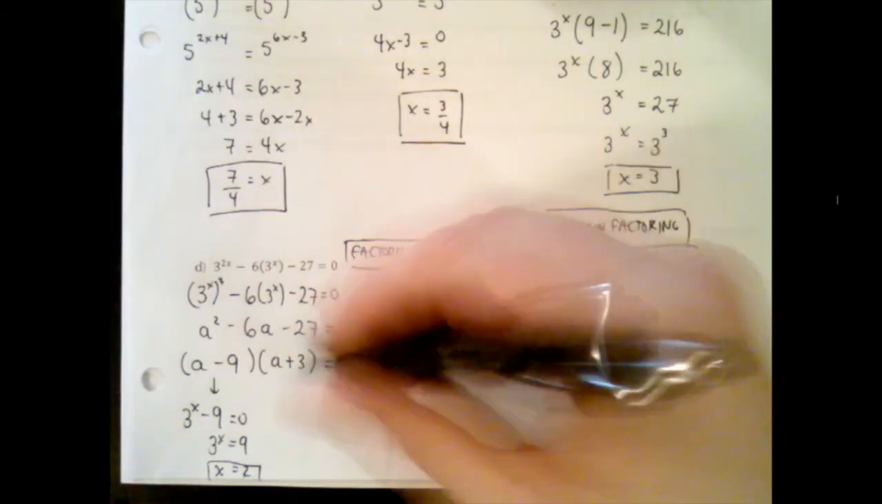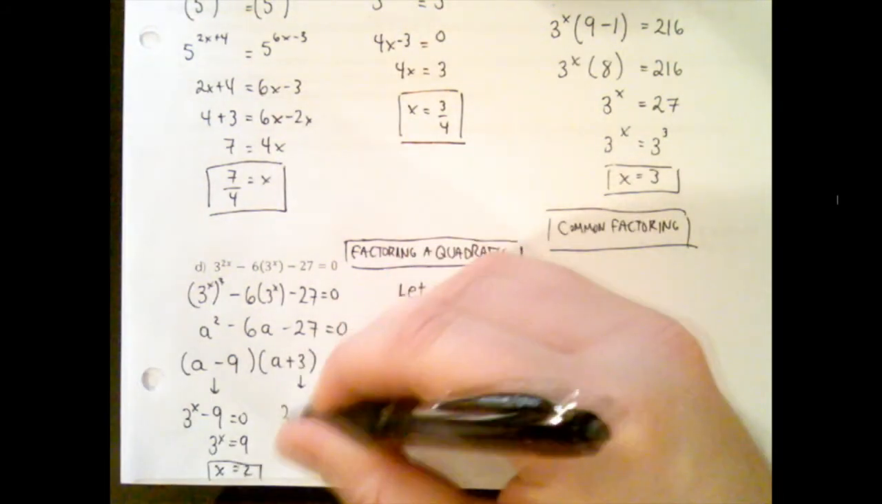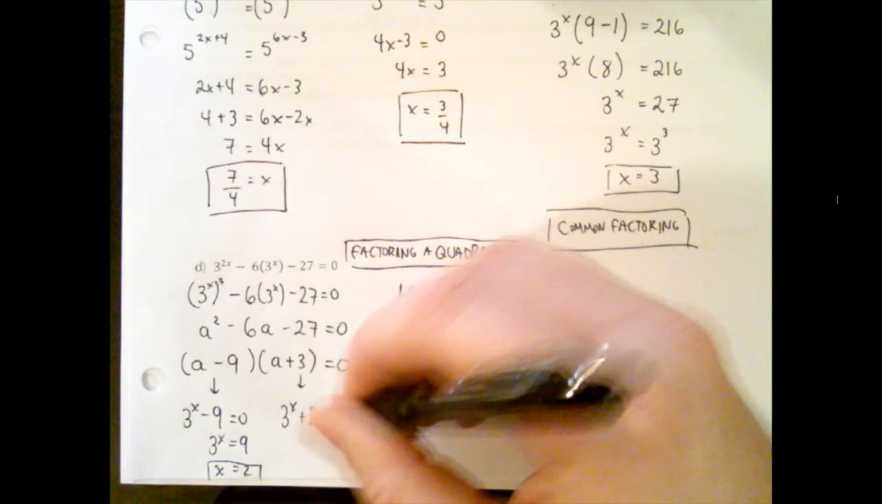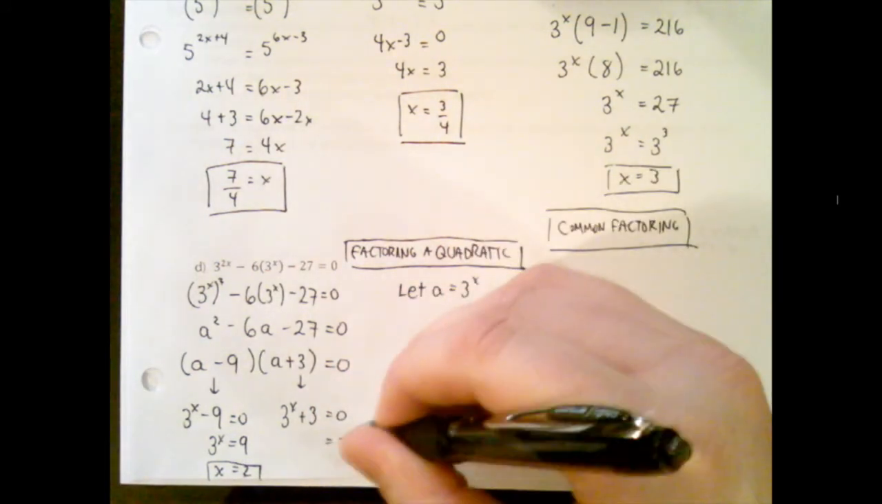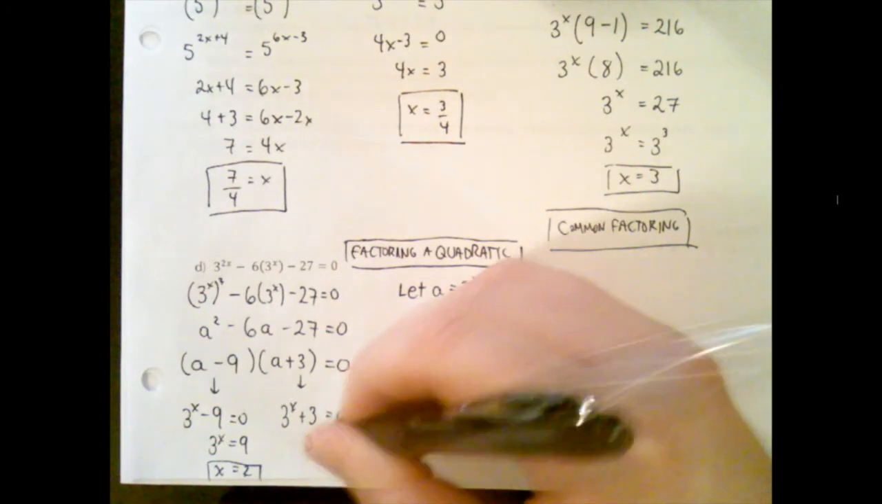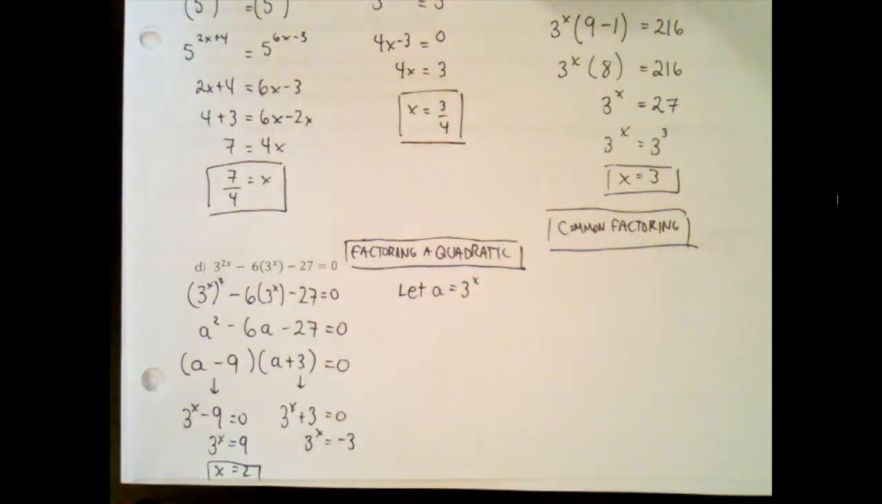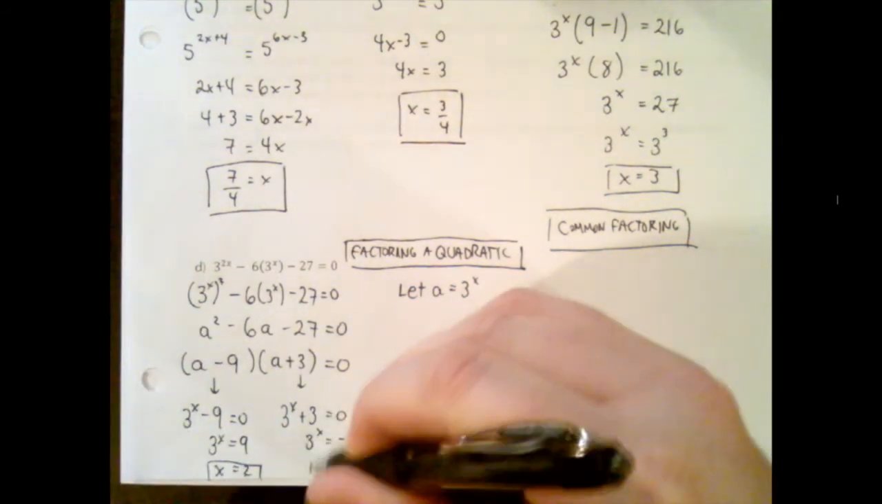The second solution is if we change a back to 3 to the exponent x plus 3 equals 0. We want to move the 3 to the other side and say negative 3. So 3 to the exponent x equals negative 3. What value can we raise 3 to give us negative 3? There isn't one. There's no solution from that.